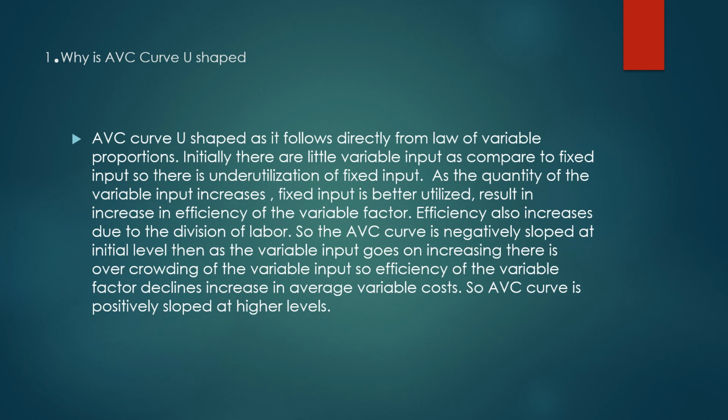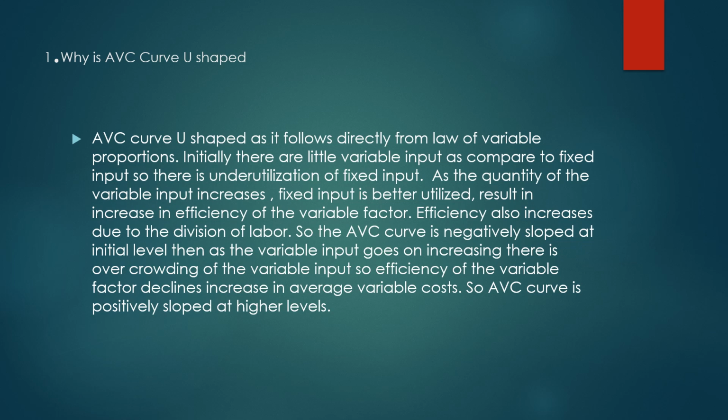Now as the quantity of the variable input increases, the fixed input is better utilized. And if the fixed input is better utilized, what will happen? There will be an increase in the efficiency of the variable factors, and efficiency also increases due to the division of labor. So the AVC curve is negatively sloped at the initial level, and then as the variable input goes on increasing, there is an overcrowding of the variable input, the efficiency of the variable input declines, and there is an increase in the average variable cost.